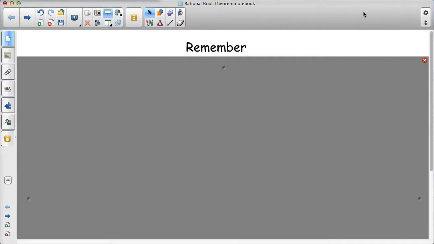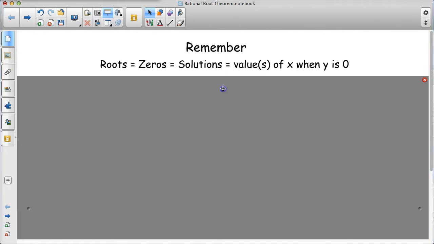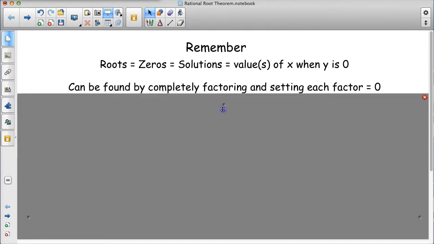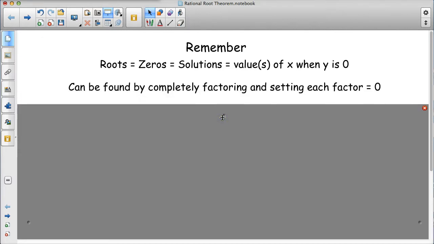You've been learning all about solving polynomial equations. Before we move on, let's talk about a few things that we want to make sure that we remember. First, roots, zeros, and solutions all mean the same thing. What they mean is to find the values of x when y is equal to 0. Also, we can do this by completely factoring a polynomial and setting each factor equal to 0.